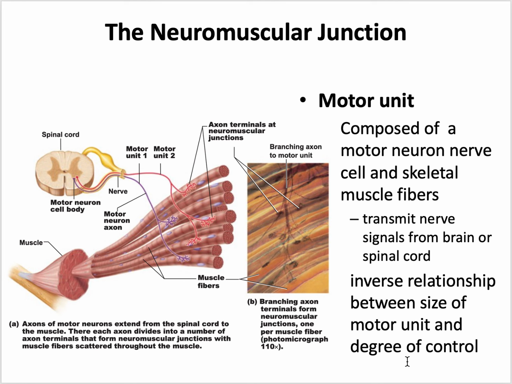Whereas in muscle groups that you need a lot of power, but you don't need a lot of coordinated control, you can have larger motor units, say your quadriceps or the muscles of your back. You can have a single motor neuron innervating thousands of skeletal muscle fibers. So that's the point I wanted to make here.